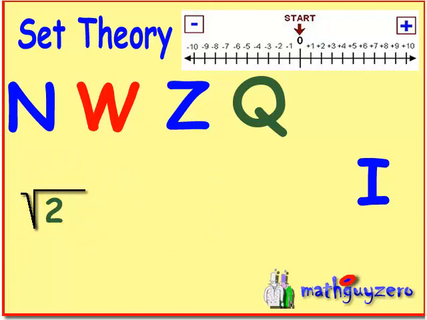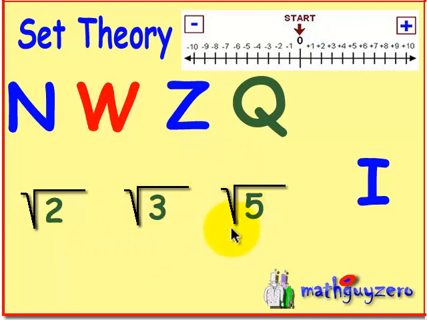A few examples are the square root of 2, which is a non-repeating, non-ending decimal. Same with the square root of 3, and the square root of 5. You'll notice that the square root of 4 is not in there, because the square root of 4 is 2 or negative 2, and that can be represented as a rational number. In fact, all whole numbers, all integers, can be represented as a fraction or a ratio simply by putting them over a denominator of 1.